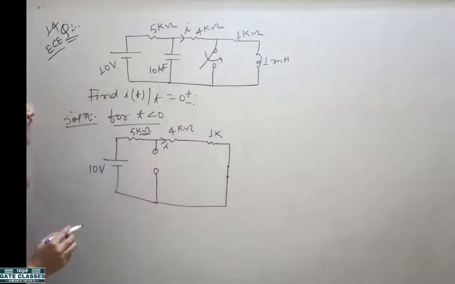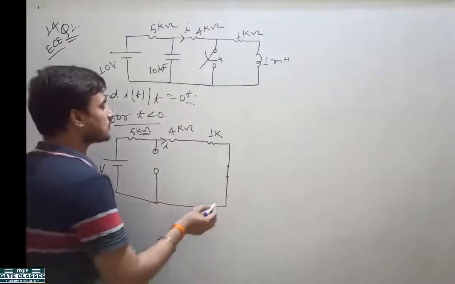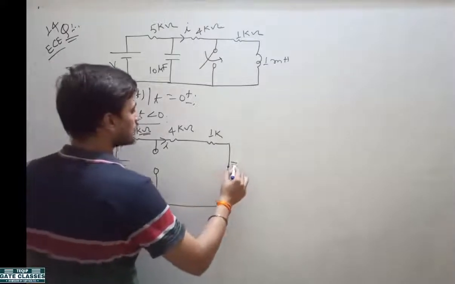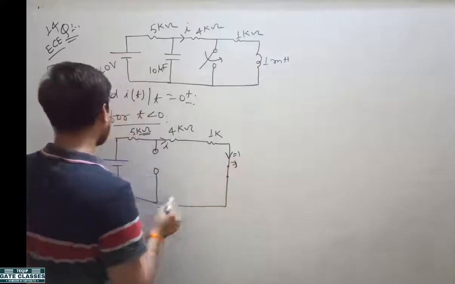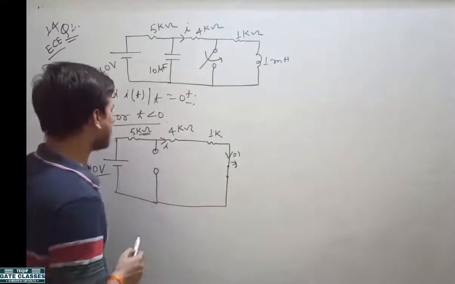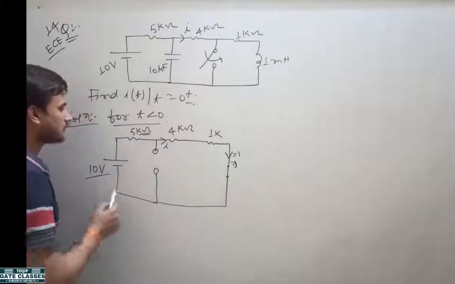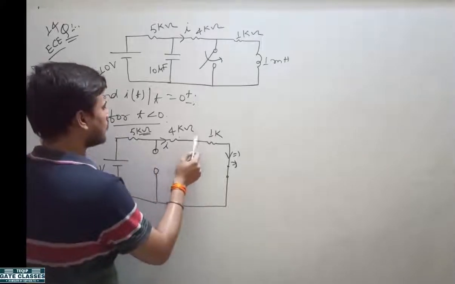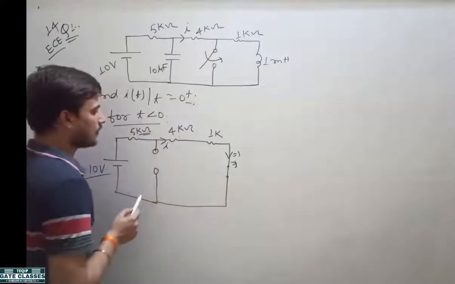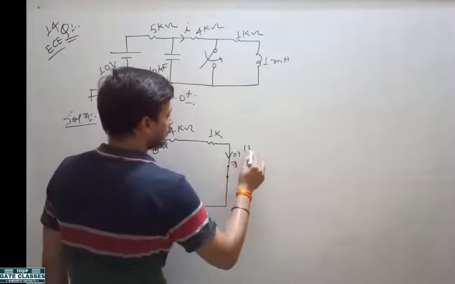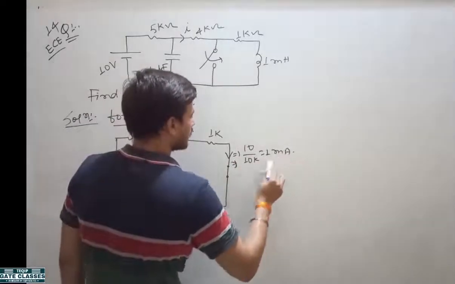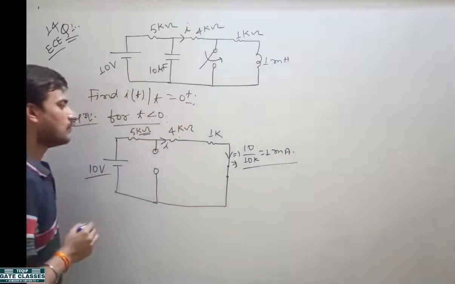So what will be the value of current through this inductor? This current will be 10 volt divided by all the resistors, so 5k, 4k, 1k. That means 10 divided by 10 kilo ohm, which means 1 milliampere. The value of current will be 1 milliampere.